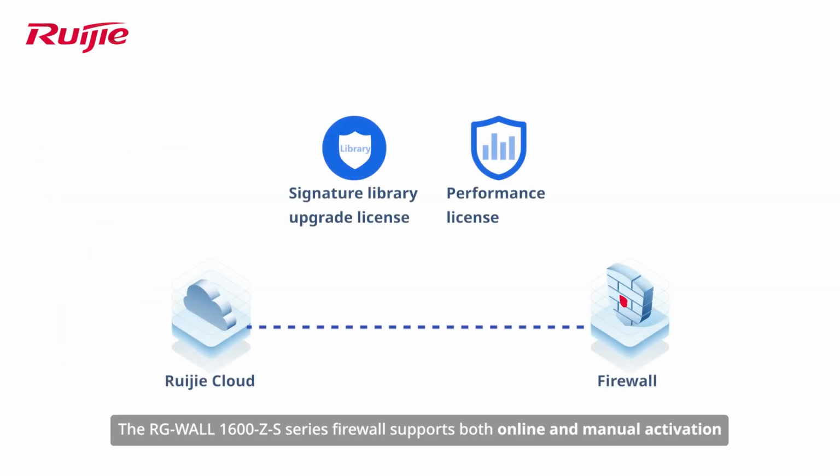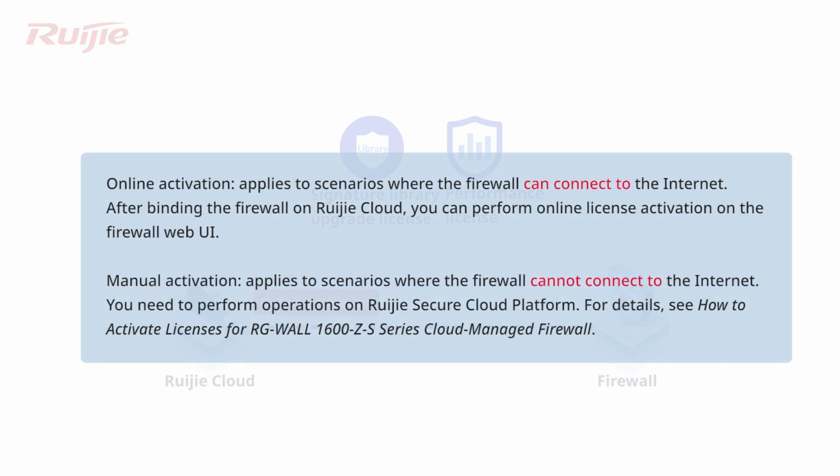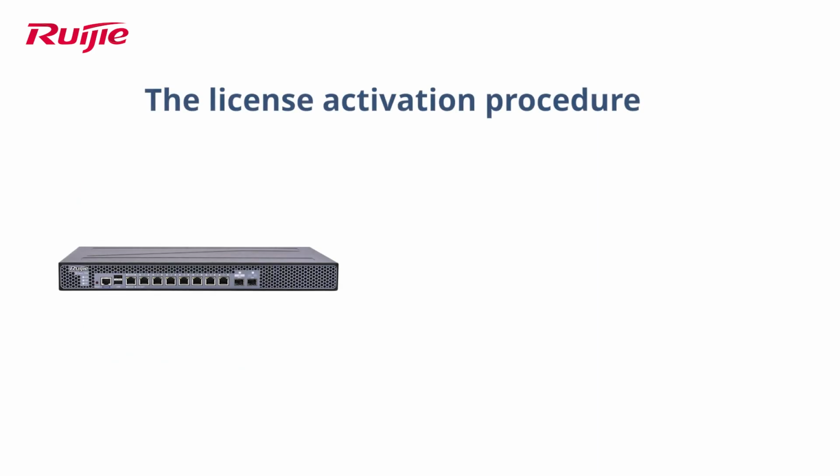The Firewall 1600Z S-Series firewall supports both online and manual activation, and Ruijie Cloud supports only online activation. Online activation applies to scenarios where the firewall can connect to the internet. After binding the firewall on Ruijie Cloud, you can perform online license activation on the firewall web UI. The following describes the online license activation procedure.